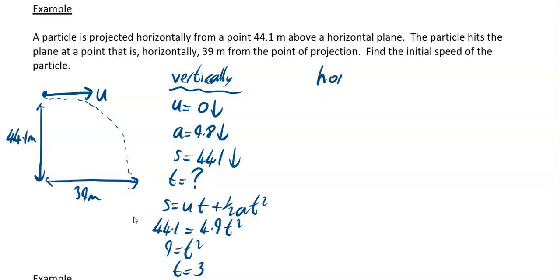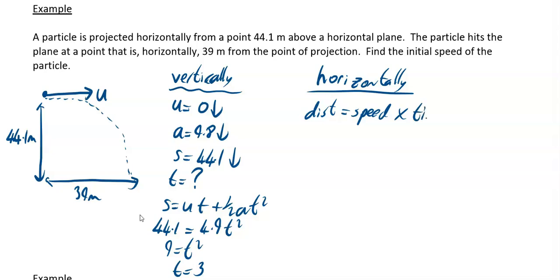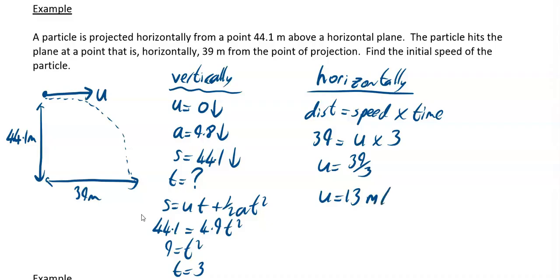Then what we can look at is horizontally. So horizontally, we're just saying distance is equal to speed times time. And we now know the distance was 39. Speed is u, and our time we now know is 3. So u is equal to 39 divided by 3. So u works out to be 13 meters per second. Read the question, says find the initial speed of a particle. We have done it. That is it.